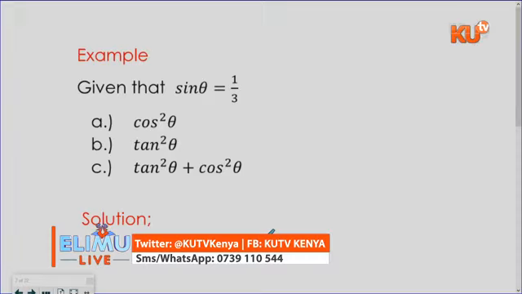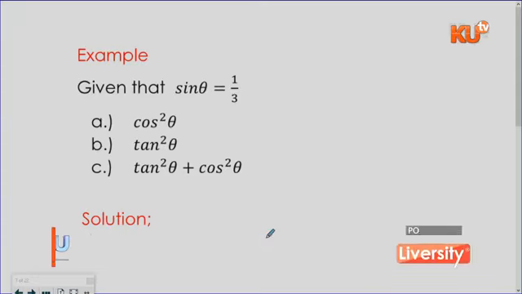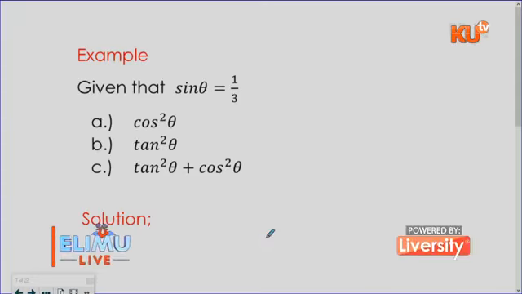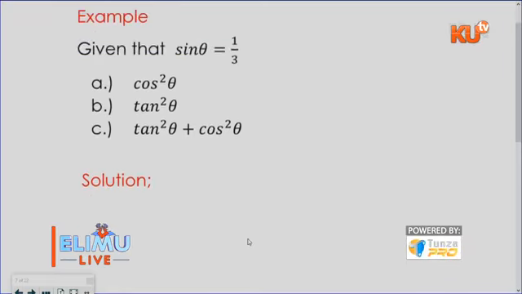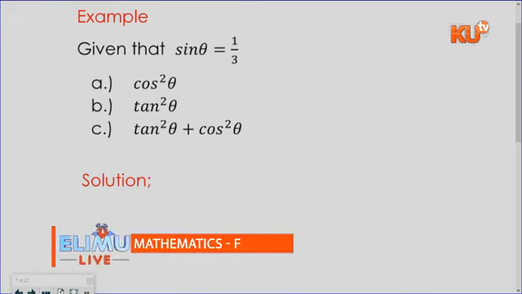Given that sine theta is equal to 1 over 3, you are told to work out, part A, cos squared theta, part B, tan squared theta, part C, tan squared theta plus cos squared theta. So I hope, learner, you are writing somewhere, because these are very important chapters or concepts that you need to have. And I can assure you, you'll get one question from this particular area in your forthcoming KCSE. So let's have the solution to this example.